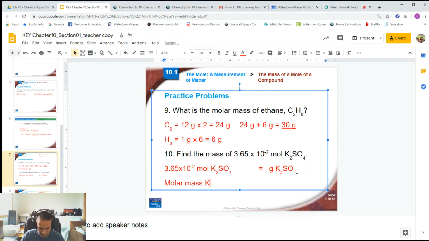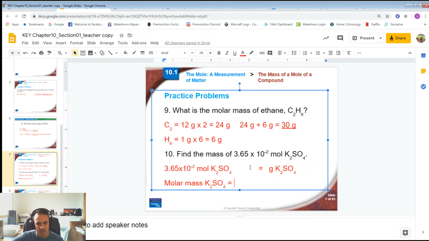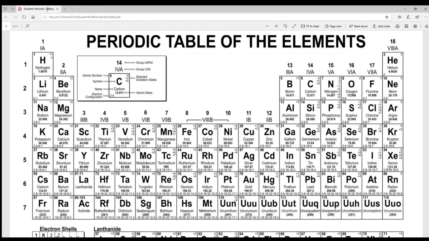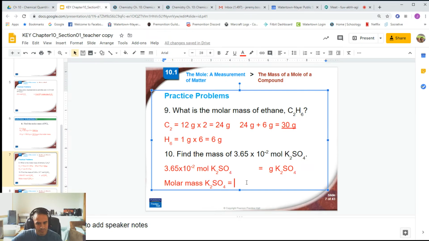Okay, so molar mass of K2SO4 is going to be equal to. So we're going to find the molar mass, then we're going to use that to do a conversion. Let's take a look at our periodic table. So potassium has a mass of about 39. It's 39.098. We're just going to say 39 because it's easier to do it as a whole number. Sulfur is 32.065, so basically 32, and oxygen is 16. So let's go to our notes.